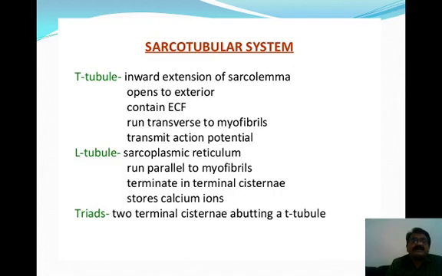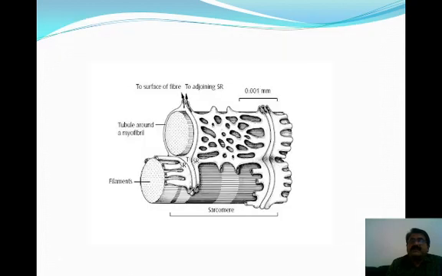The sarcotubular system is another most important system present in the striated muscle. T tubules are inward extensions of the sarcolemma that open to the exterior, contain ECF, run transverse to the myofibrils and transmit the action potential. The L tubules, the sarcoplasmic reticulum, run parallel to the myofibrils and terminate in the terminal cisternae, which store calcium ions. Triads are formed by two terminal cisternae abutting the T tubule.